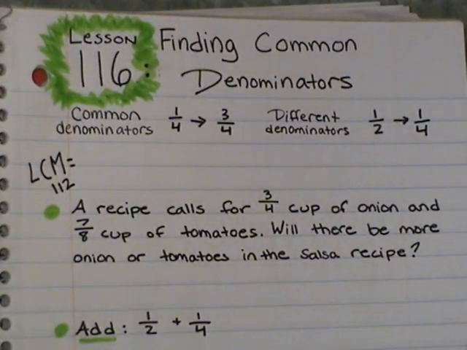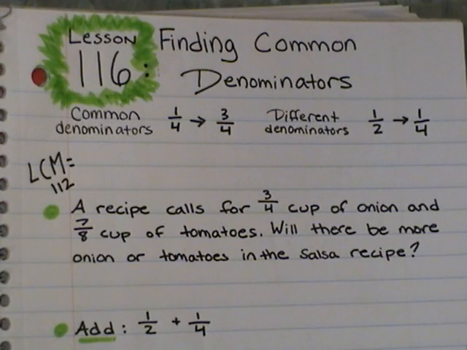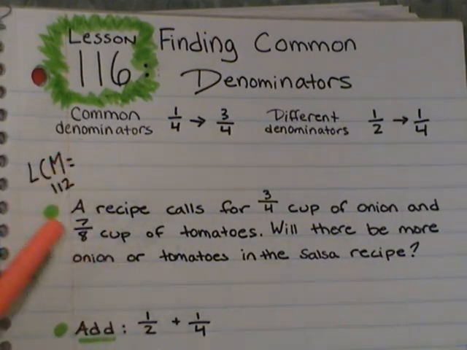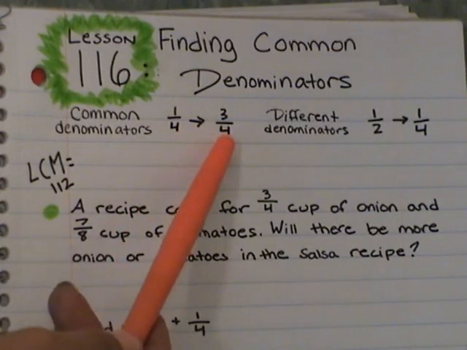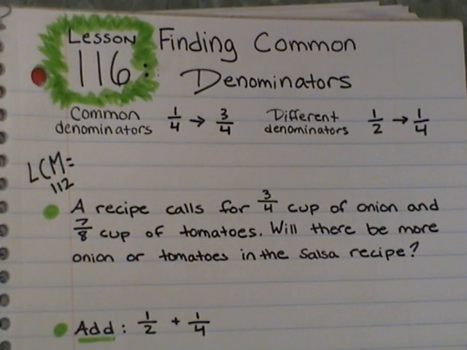Alright, so tonight's lesson is lesson 116, and we are finding common denominators. Up here I wrote what it looks like to have a common denominator, and then what it looks like to have different denominators. Here, common, I have 1/4 and 3/4. The bottom, the denominator, tells us how many pieces it's out of. We have the same number, but not all the time will that happen.